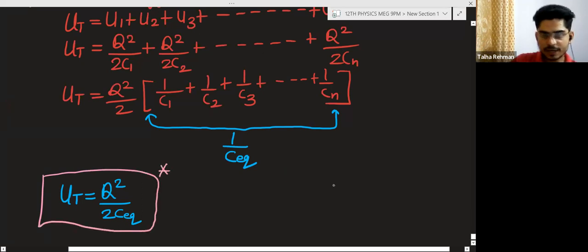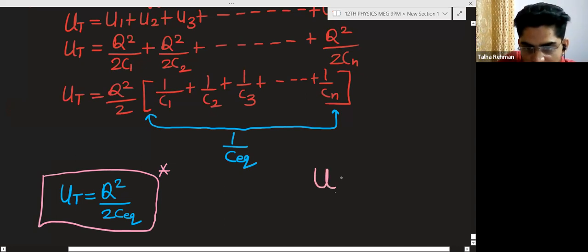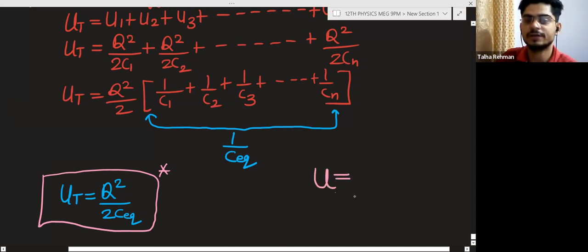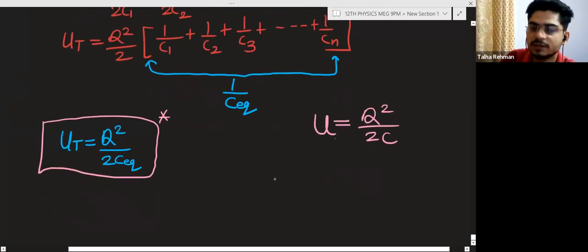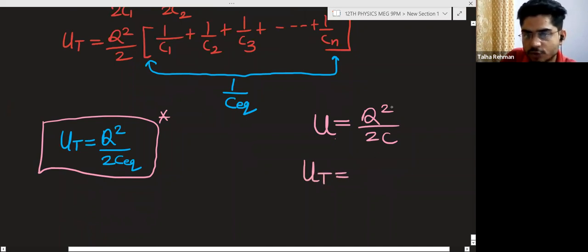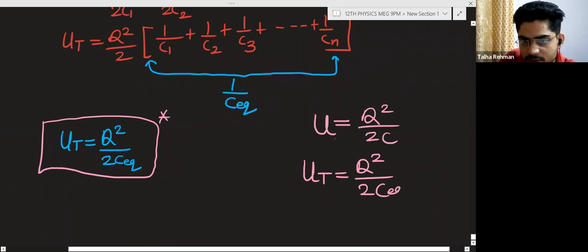Now earlier, you know the formula of energy. If you calculate the energy, you write the formula Q square divided by 2C. If you want to calculate the total energy for series combination, you know in series combination charge is the same, so write the charge as is. This is 2 and you want to calculate the total, so here will be the total capacitance, meaning equivalent capacitance. You can write like this.